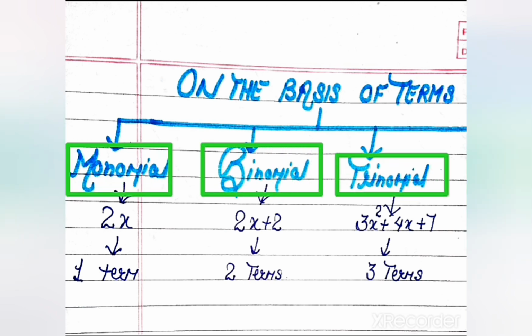So you can see here, in the monomial I have taken only one term, and that is 2x. In the binomial I have taken two terms, those are 2x plus 2, and in the trinomial I have taken three terms, and those are 3x square plus 4x plus 7.